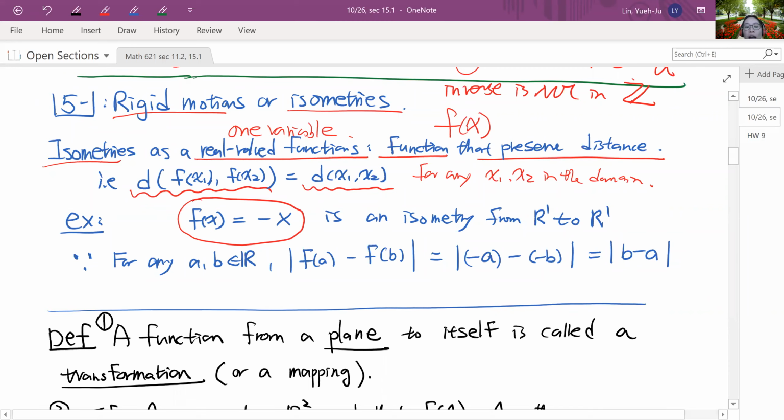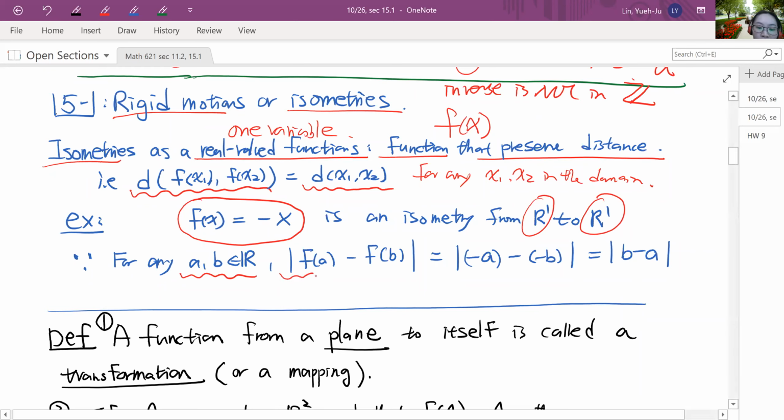I claim f of x equals minus x. This function is an isometry from real numbers to real numbers. For any two real numbers, what's the distance between them? You just take the subtraction and take the absolute value. So you have, say, 2 and minus 3. What would be the distance? It would be minus 3 minus 2, and take the absolute value.